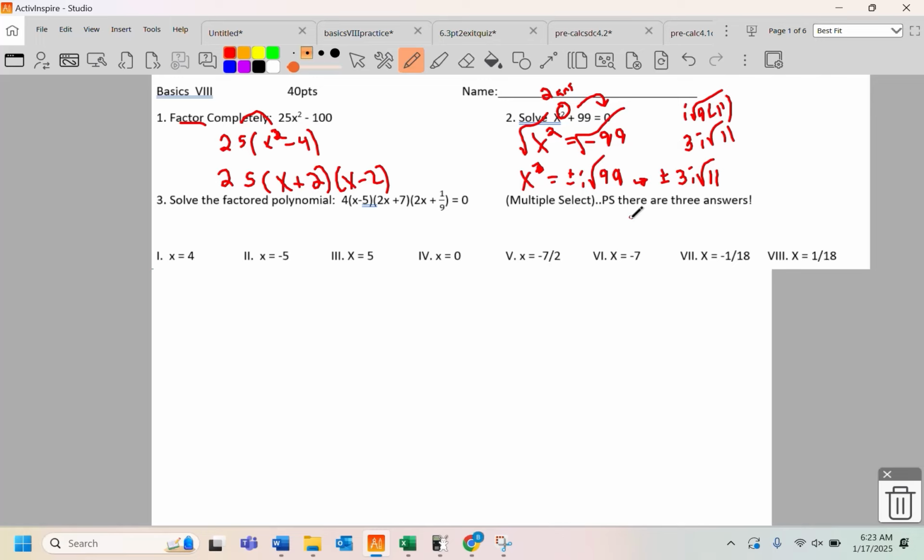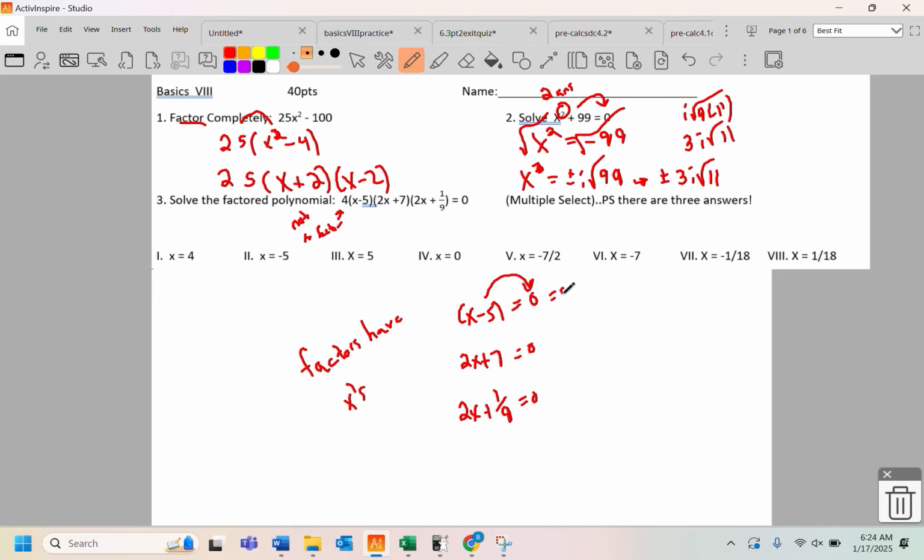Solve the factored polynomial. No, by the way, factors have x's, okay? 4 is not a factor. This is not a factor. It doesn't have an x, but you have x minus 5 that's a factor. You have 2x plus 7 that's a factor, and you have 2x plus 1/9 that's a factor, and they're all equal to 0 by the zero product property.